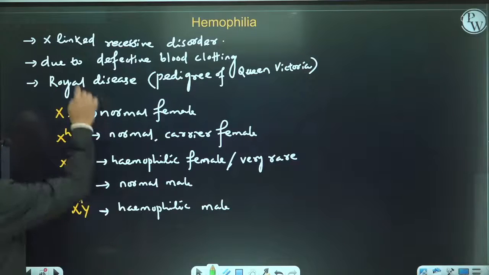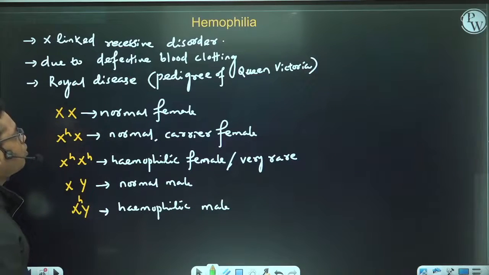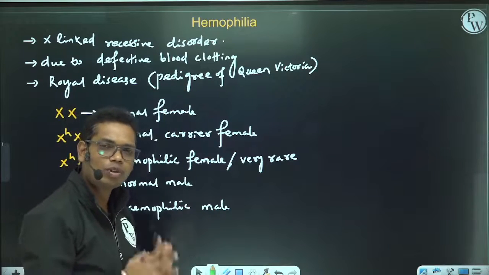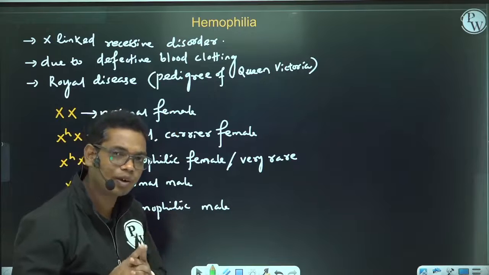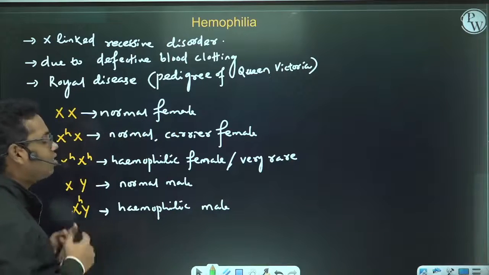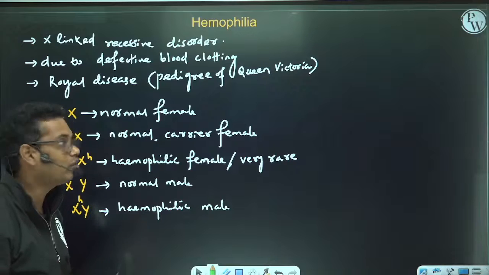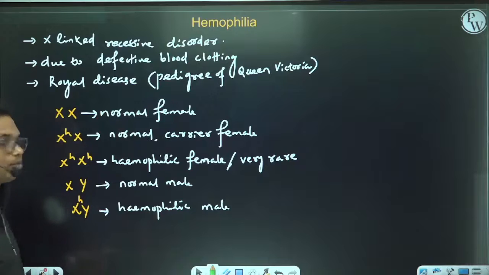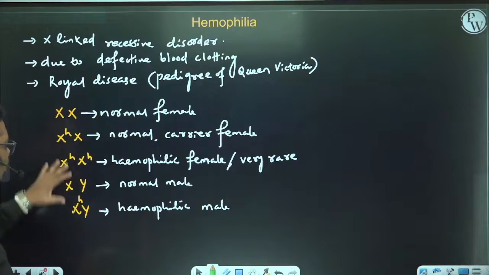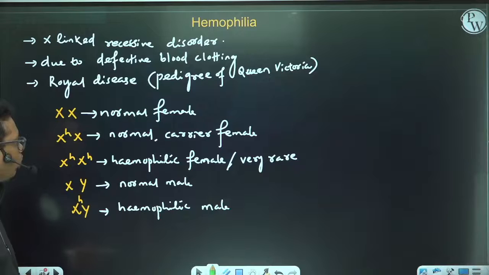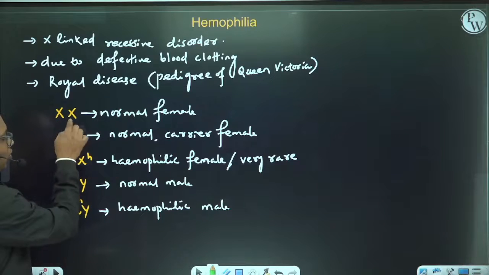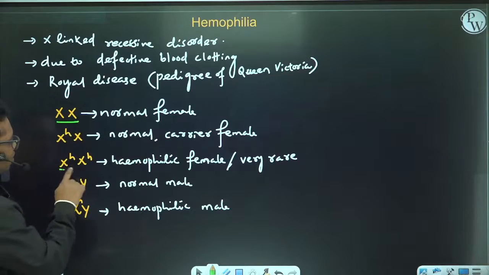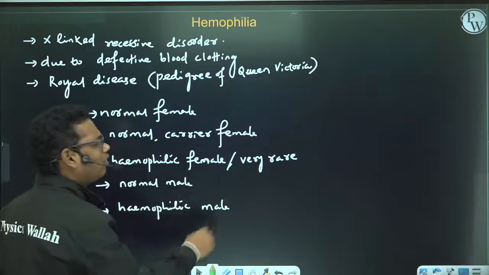Now, what about hemophilia? Hemophilia is also an X-linked recessive disorder, and this is due to defective blood clotting. That means the factors responsible for blood clotting are not produced, or are produced less. This disorder was observed in the pedigree of Queen Victoria, and that is why this disorder is called the royal disease. And these are the different types of genotypes. If the female is XX, the female will be normal. If the female is XhXh, the female will be hemophilic, and this is very rare.